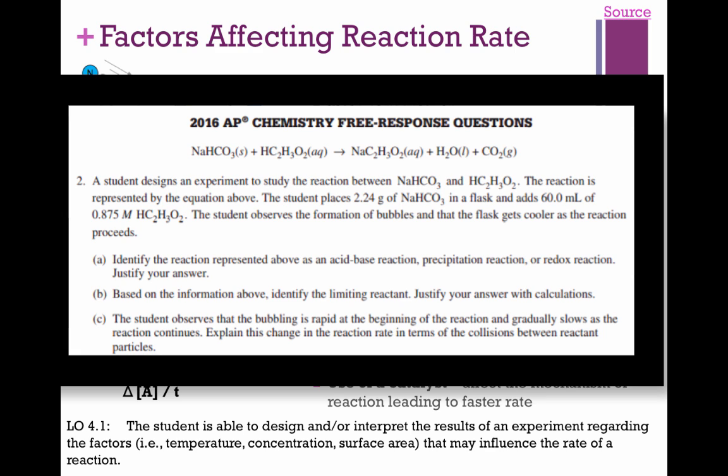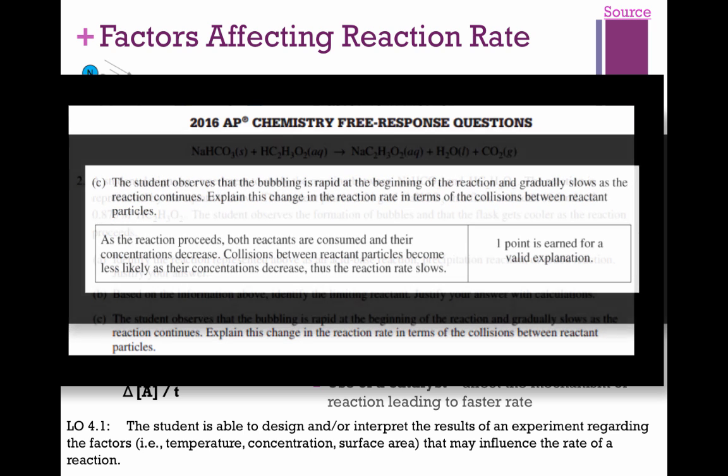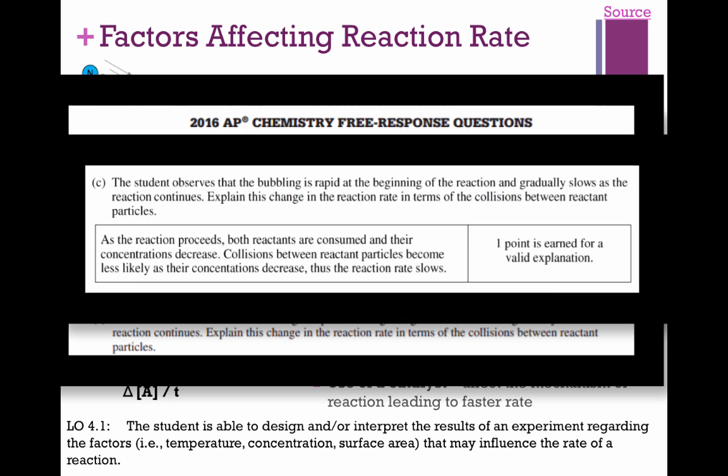When you're explaining part C, you have to talk about the reaction rate and collisions. As you're seeing fewer and fewer bubbles, what's happening to the reaction rate? It's getting slower, right? It's slowing down. You're not seeing as many bubbles. So what does that mean in terms of collisions if your rate is slowing down? You have fewer collisions. The scoring guidelines say that because both reactants are being used up, you're going to have fewer collisions because the concentration is decreasing. Since you're having fewer collisions, the reaction rate slows down.